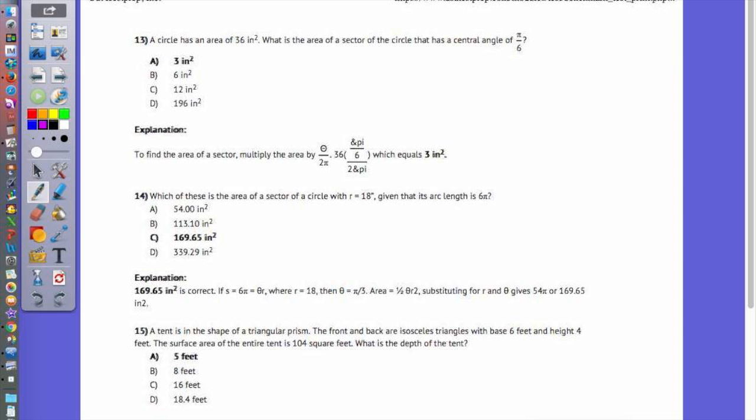So for number 14, they want to find the area of a sector, but they talk about an arc length of 6 pi. So when we talk about an arc length, that means that the length is part of the entire circumference. So I'm going to put the 6 pi over the entire circumference. The formula for circumference is 2 pi r, and the radius is 18. So 18 times 2 is 36, times pi is going to be 36 pi.